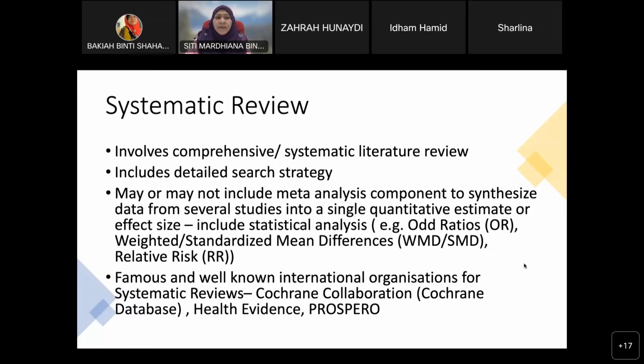And there are famous and well-known international organizations for systematic reviews, where before they start their study, they need to register, for example, in the Cochrane Collaboration or Cochrane database, Health Evidence, or Prospero.